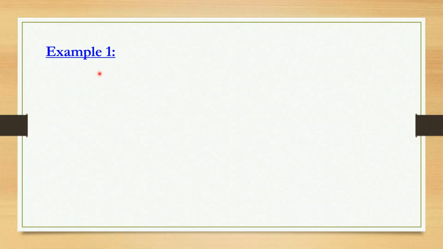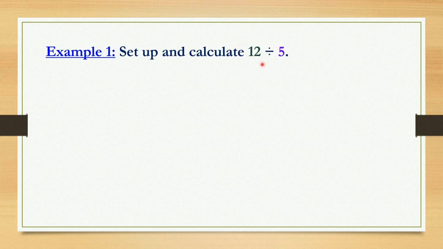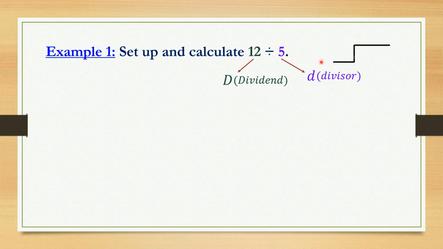Let's start with example 1. Set up and calculate the operation 12 divided by 5. In a division operation, the first number, we call it dividend, capital D. And the number that we are dividing by, we call it divisor, small d. When I want to divide the dividend by the divisor, I put the dividend always to the right, and I place the divisor always to the left.